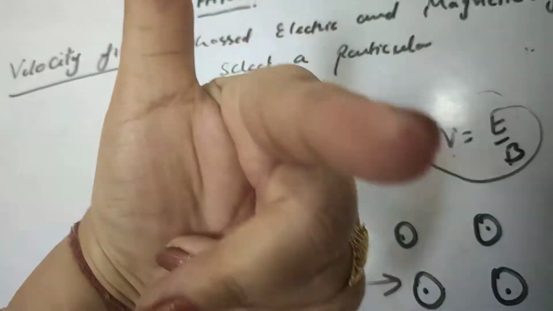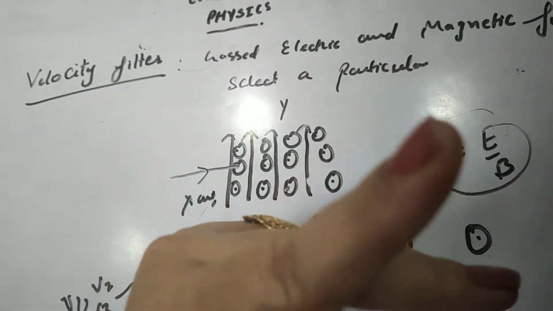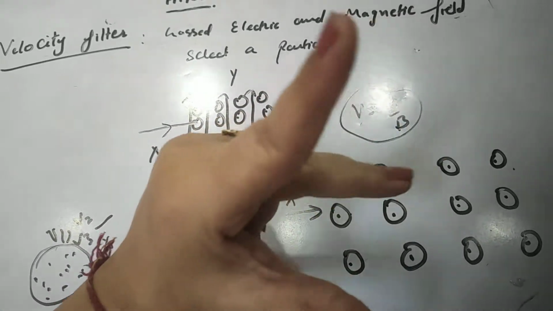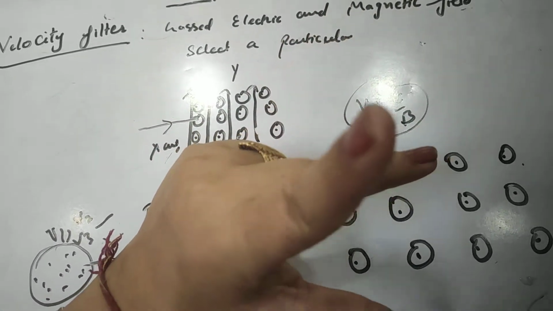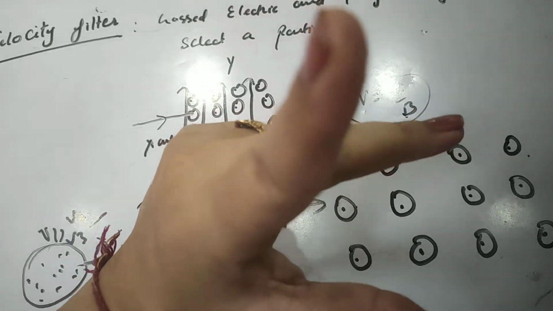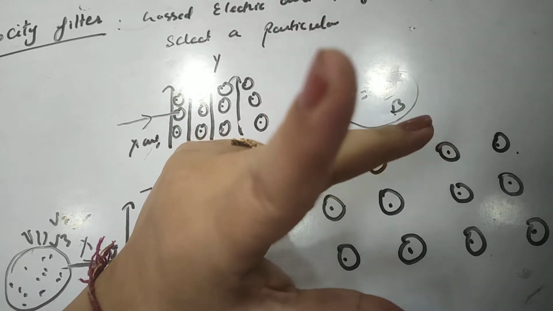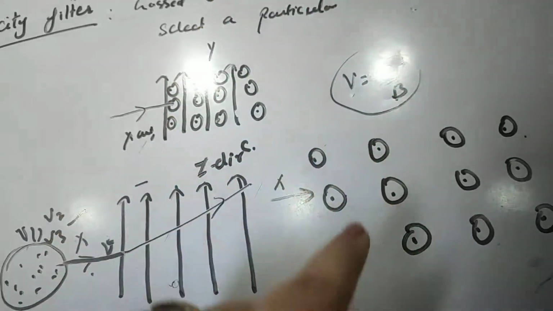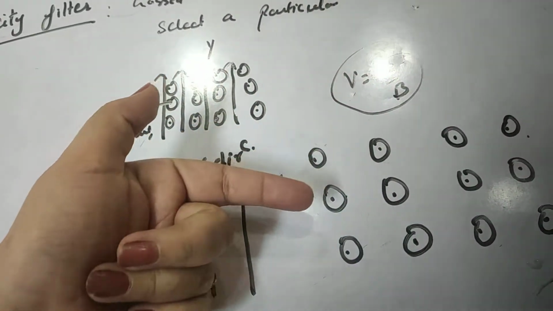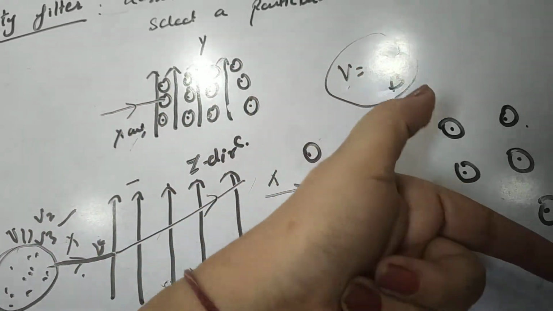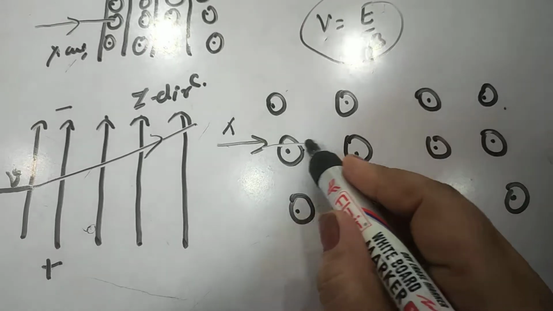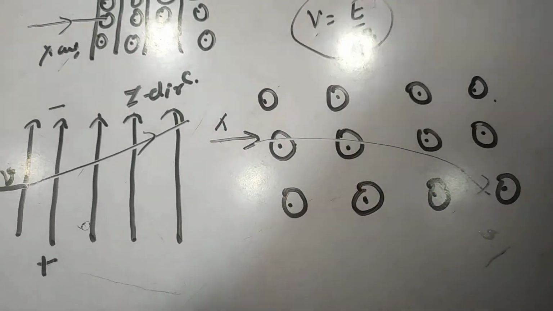This points toward me, this points toward this direction, and see, this thumb will point downward, right? This is the velocity vector, this is upward perpendicular to the plane, this first finger is the magnetic field, and this thumb points to the direction of force. It means this charged particle will suffer a force in this direction and move along this path. So it will move along this path, right? This path.